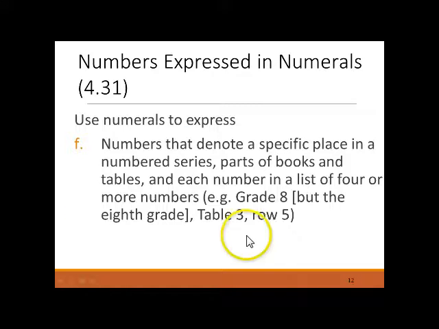And then the last one is if you are using numbers to denote a specific place in a series, that's probably the most common one, or each number in a list of 4 or more numbers, then in those situations you would use numerals as well. Here just note that we can write grade 8, which follows this particular rule, but if we're talking about the 8th grade, then you have to write out the word. So if you reword your sentences a little bit, then you can avoid having to write words out.